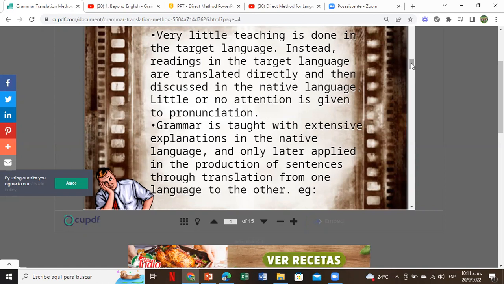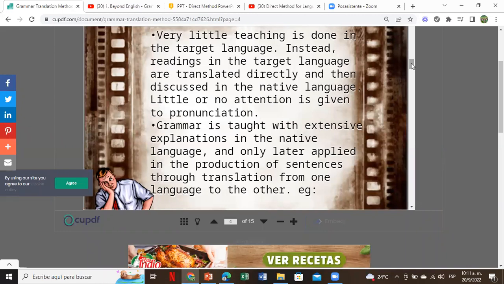This is correct. In this case, grammar is taught with extensive explanation in the native language. Be careful with the explanation, be careful with the grammar, okay, guys? You cannot be an English teacher if you don't have that knowledge about it. No way. If you want to be an English teacher, you have to be all the time having review, having feedback, learning every day.